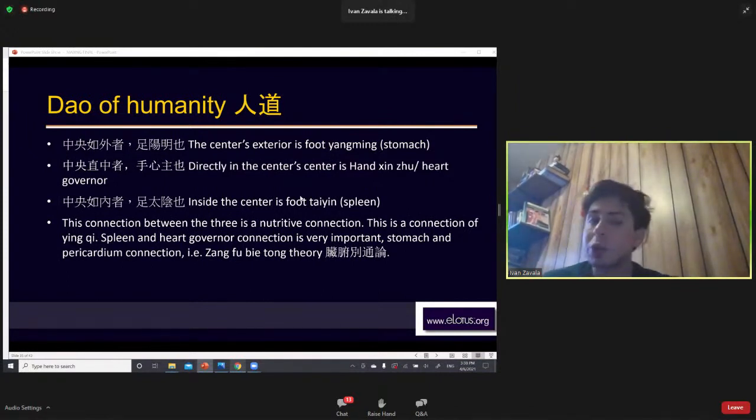Maybe it's the heart tissue itself. Maybe what we call the heart in Chinese medicine is not actually the heart, right? Maybe it's the electricity of the heart, right? Might have nothing to do with the heart itself. And that's what I think.